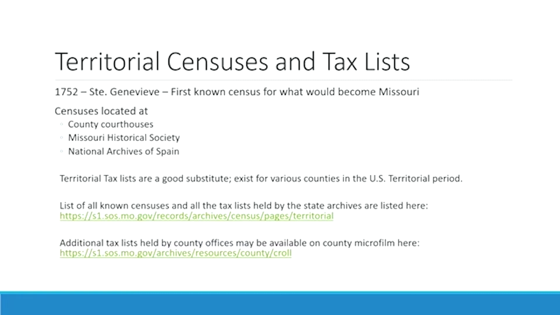There is a list of all known censuses and all the tax lists physically held by the state archives on our webpage at this link. If you browse to the Missouri State Archives webpage and then the research page, you can click on censuses and view it. We'll go over that page a little bit more later on. Additional tax lists held by county offices might also be available, and those are going to be listed on our county microfilm finding aids at this link.